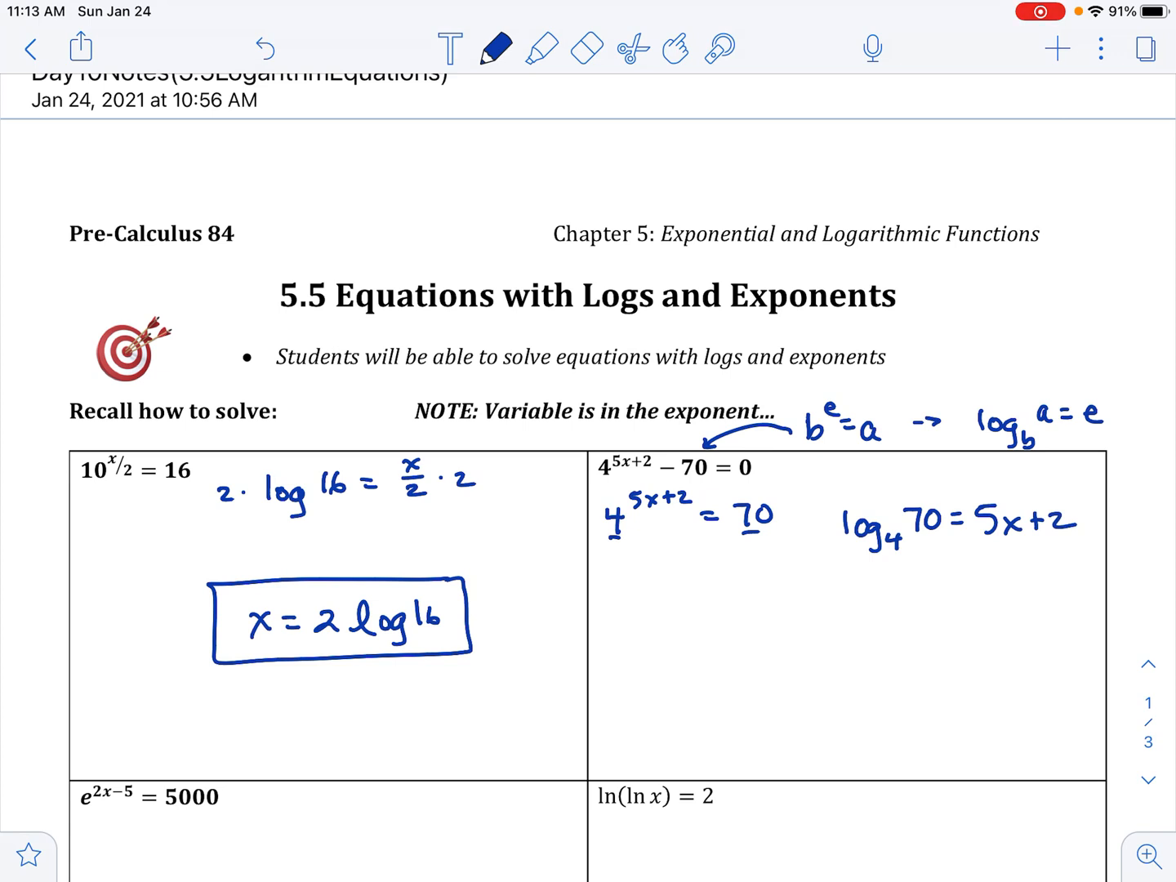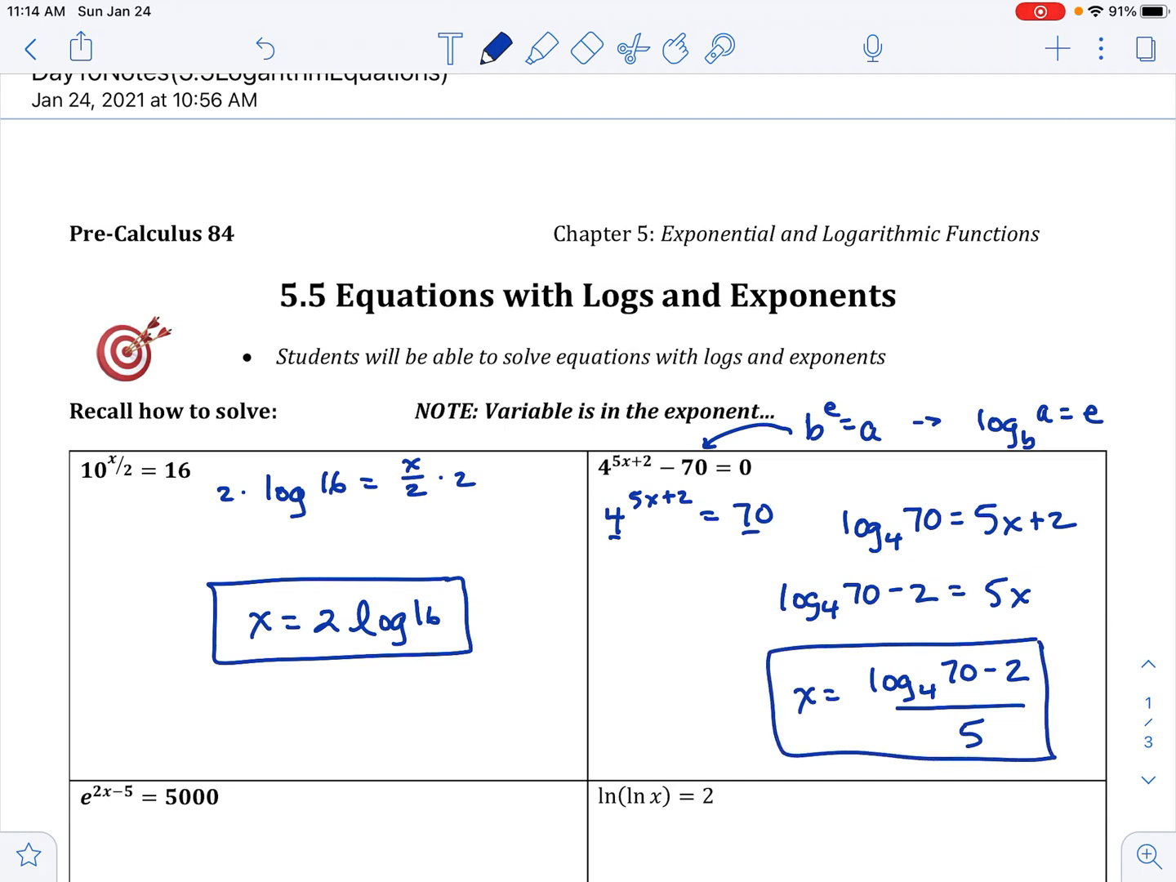Goal is to get the x by itself, so I'm going to subtract the 2 over. So log base 4 of 70 minus 2. And remember, this minus actually means minus. This is not divide. Remember, it's division if it's log base 4 of 70 minus log base 4 of 2. They would both have to have logs. In this case, they don't. Equals 5x. Last thing I'm going to do is divide everything by 5. So x is equal to log base 4 of 70 minus 2, all divided by 5.